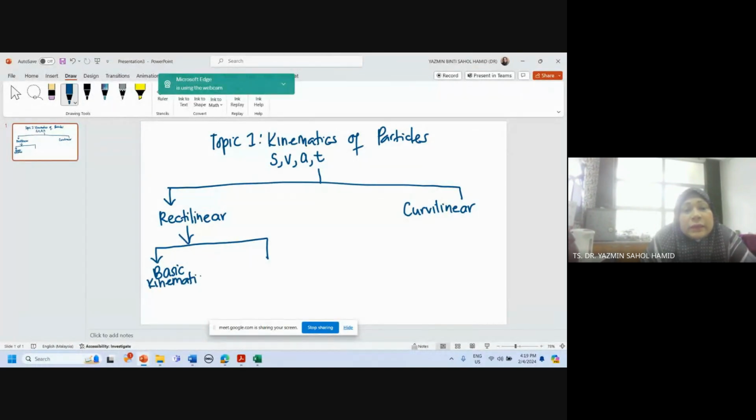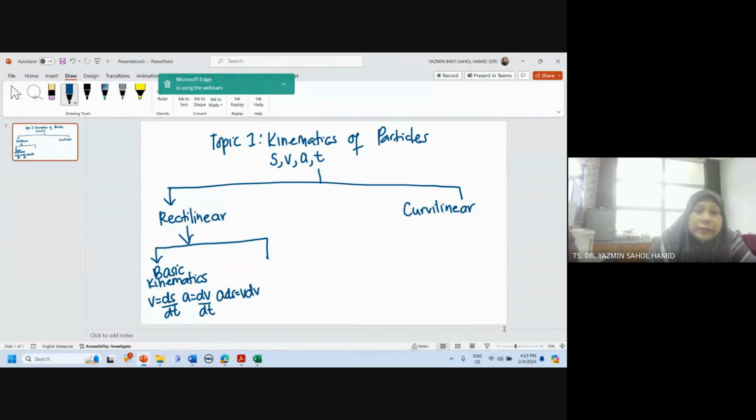Basic kinematics equation: velocity equals ds over dt, acceleration equals dv over dt, and lastly, a ds equals v dv. That is what we learned previously. For rectilinear motion, we also have another method which is called constant acceleration. Let me just recap what we learned and what we are going to learn, then we will go into detail.